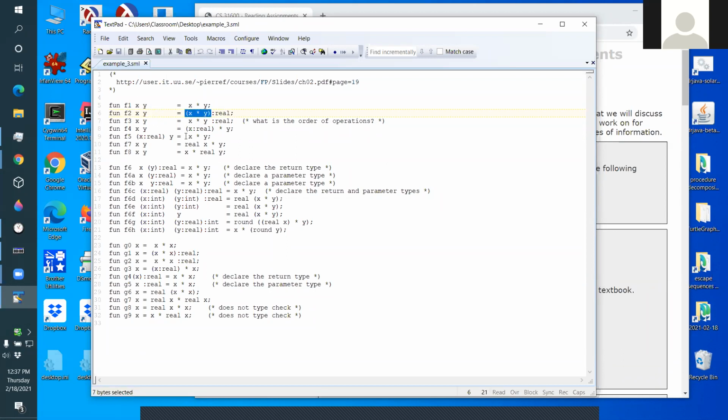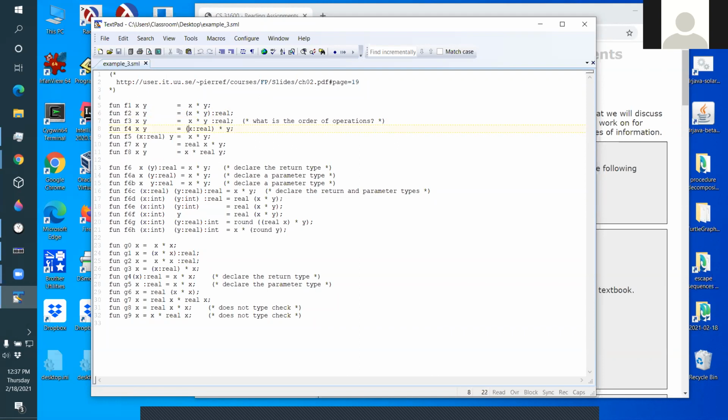In another example, we'll see how to declare the return type of this function. Instead, we're saying that the return type of this expression is real. But then ML says that must mean that this is the product of two reals. So now this is a real and this is a real. Now over here, let's skip 3 and go to 4.